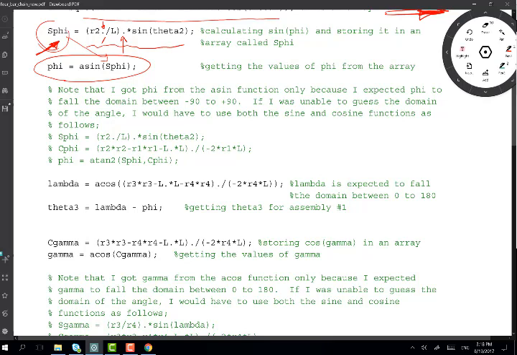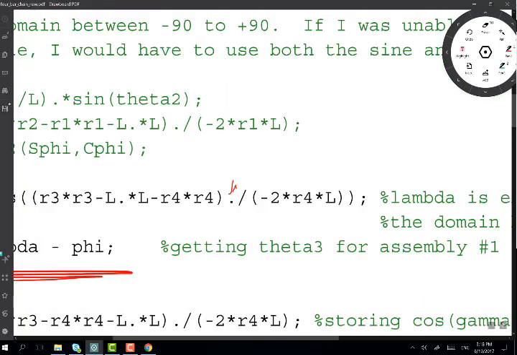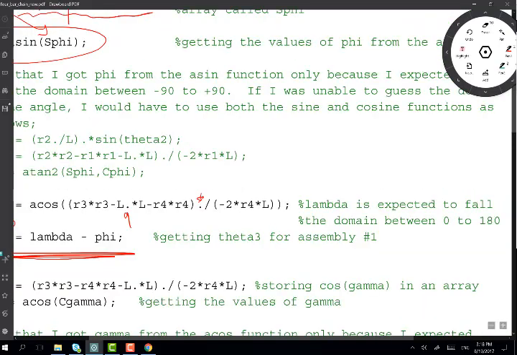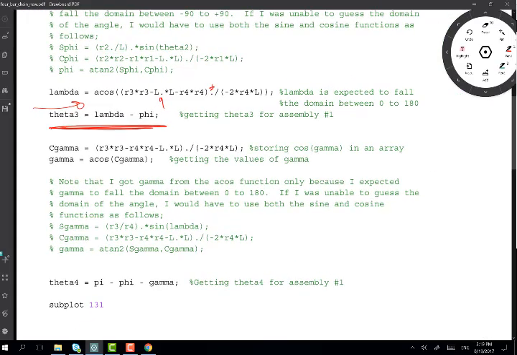Here I'm calculating my angle lambda from the cosine minus 1, and I'm getting my theta 3 for assembly 1, which is lambda minus phi. Don't forget, when I get lambda, I have an array of lambda because theta 2 changes. So I use the dots in my expression to do the array operation. And here I'm calculating gamma, getting gamma from cosine minus 1.